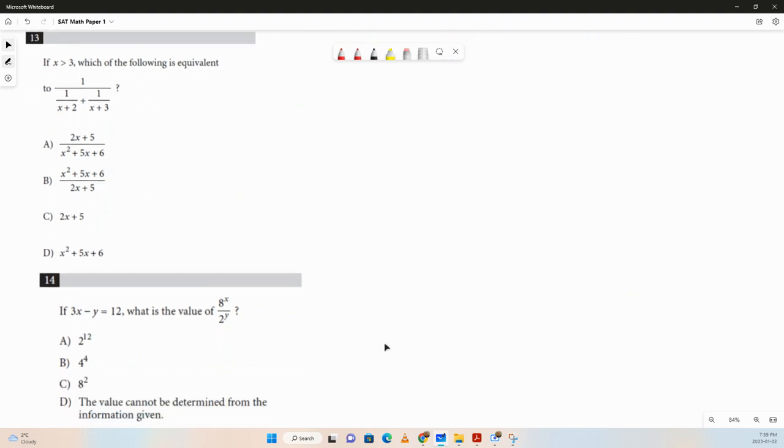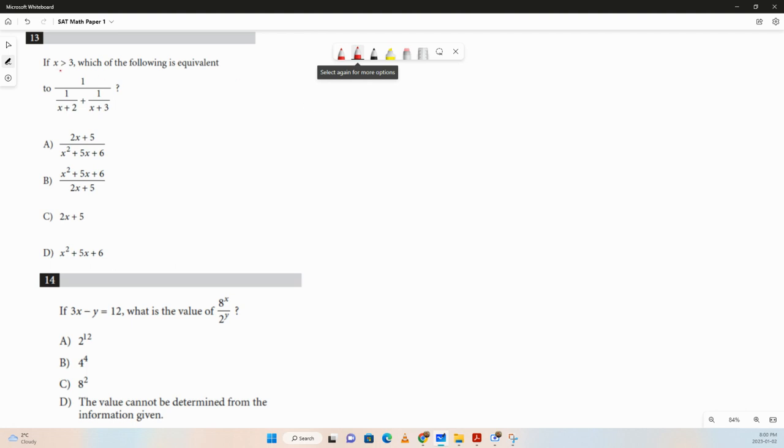So let's move on to question 13 and 14. So 13 and 14 are on the screen. Give this a minute try, and then we will be back with the solution, okay? Okay, so I hope you guys have given it a try. So now let's look at the solution of question 13.